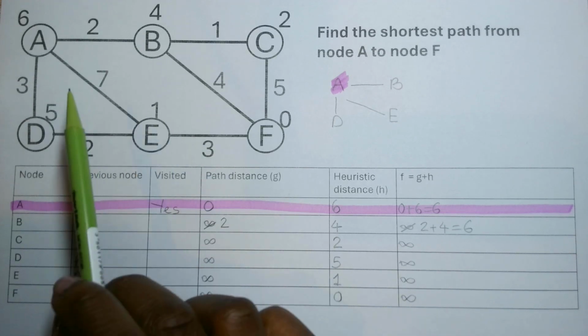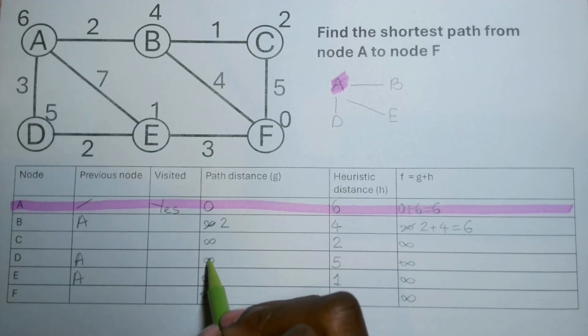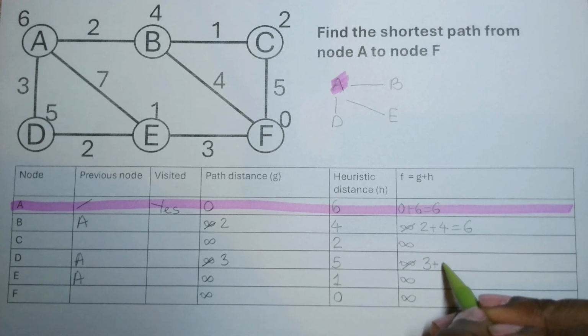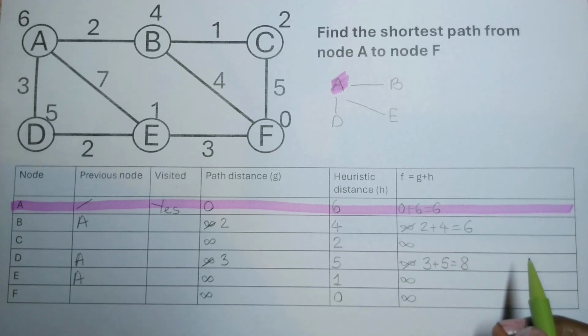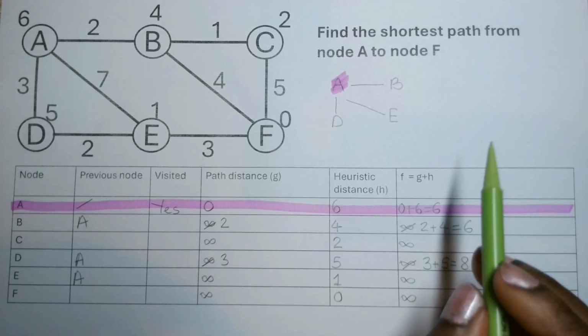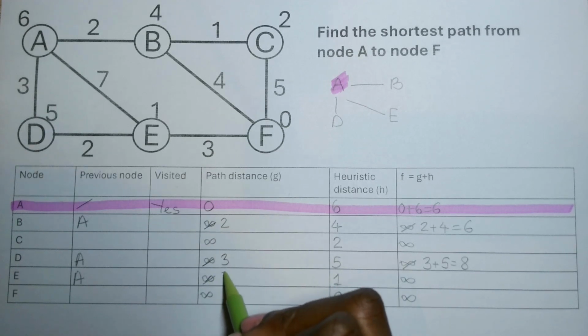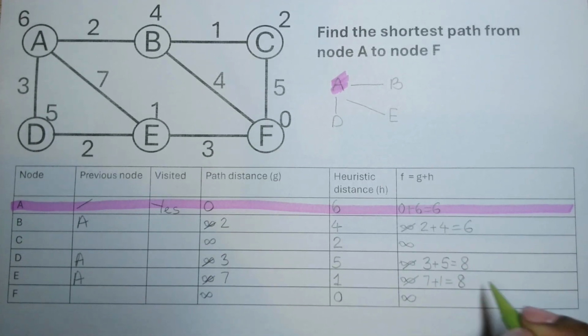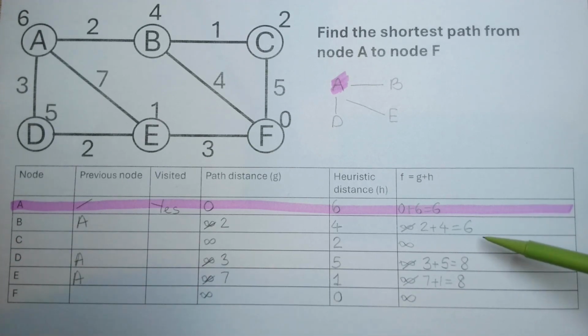D is 3. 3 plus 5 is 8, which is smaller than infinity. E is 7. 7 plus 1 is 8. Then we'll look at the node with the smallest F score, which is B.